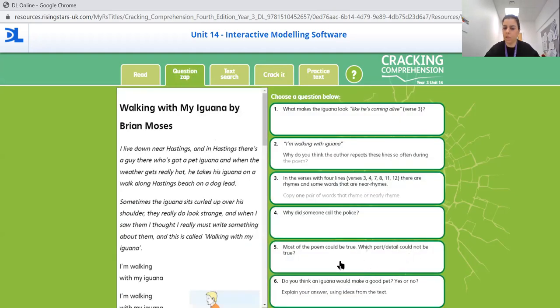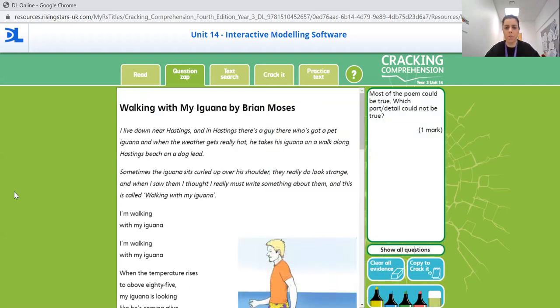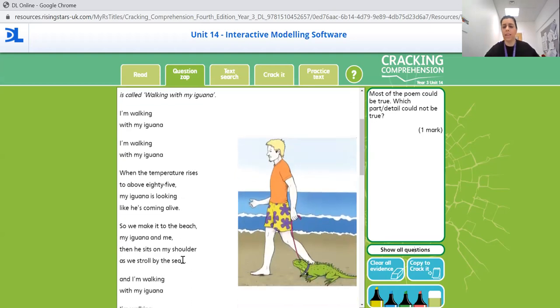Okay, two more questions to go. You're doing really well. So question five, it says most of the poem could be true. Which part could not be true? And this is quite difficult because you're going to have to read the text again. And you have to look at something that can't be true. Something that must be make believe, something that must have been made up. So I'm going to leave these two paragraphs out and I'm going to go down to the poem. I'm going to read it again. And as soon as something happens that you think can't be true, I want you to write it down as your answer.